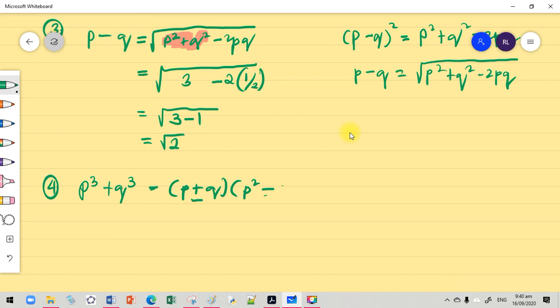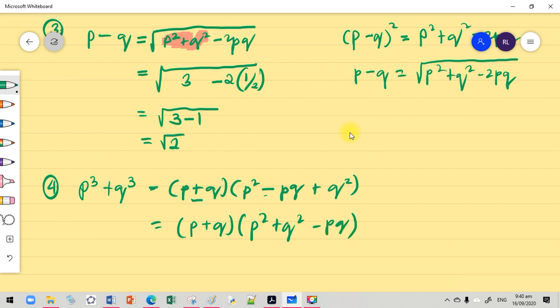So that is pq plus q square, and we can rewrite this further into p square plus q square minus pq. We can just write it like that. Then let's substitute our available values. We know that p plus q is 2. We know that p square plus q square is 3 minus pq, which is 1/2.